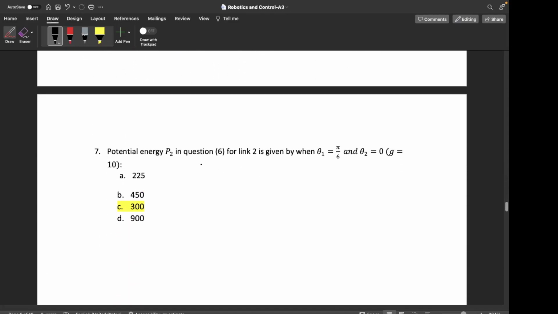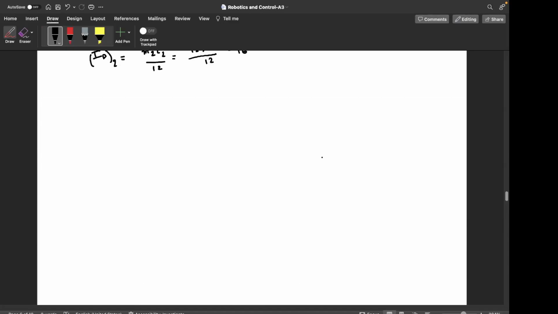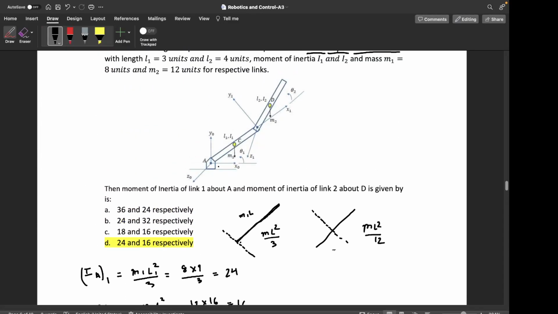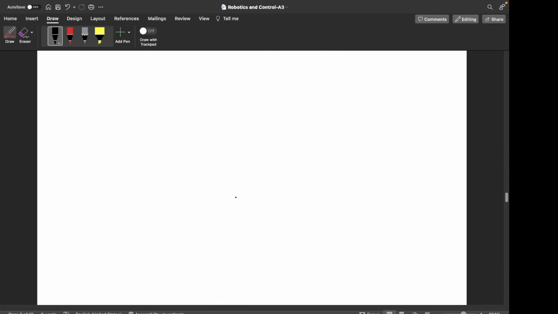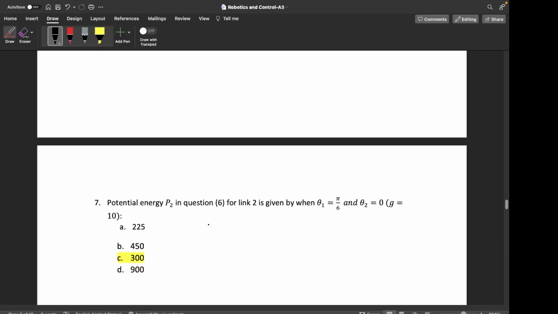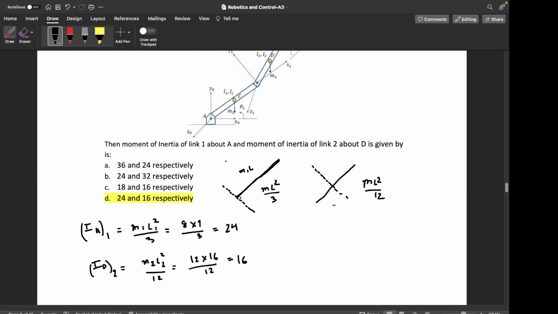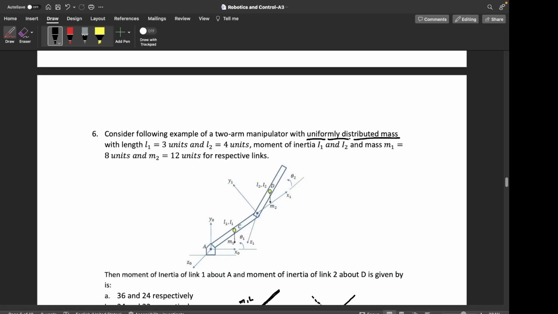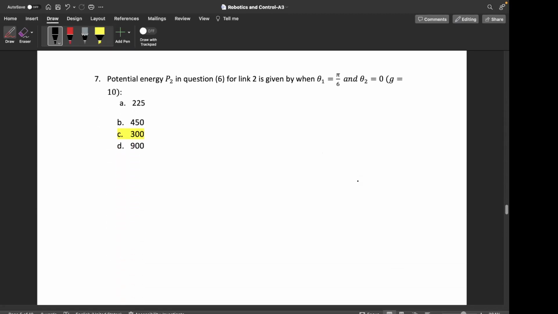Now following on the same system, we have to find the potential energy for link 2, and the state of the system is given in terms of the angles, basically the two angles. So this is a 2 degree of freedom system, as you would identify, and if we give theta 1 and theta 2, the system is completely specified. So at this given condition, basically we have to find the potential energy of link 2. So this is where I was mentioning that we have to keep in mind that it's a uniformly distributed mass system, it's not a point mass system.